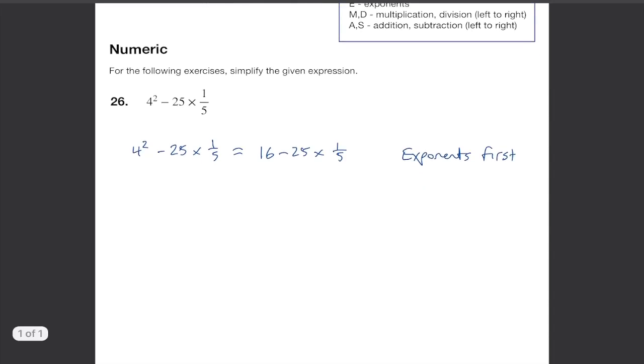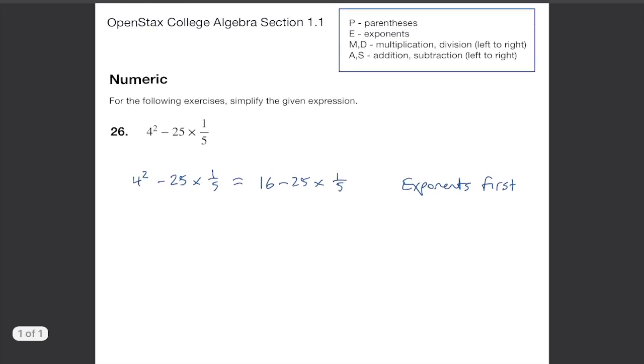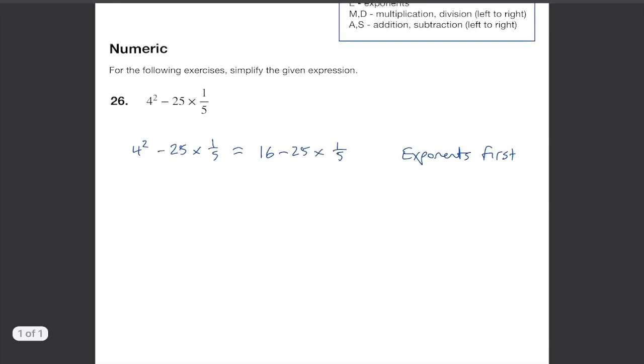All right, now we have a subtraction and a multiplication. And we look up above and see that multiplication comes before subtraction. So we'll do the multiplication next. So we have 16 minus, all right, 25 divided by 5 is 5. So we will say multiplication before subtraction.